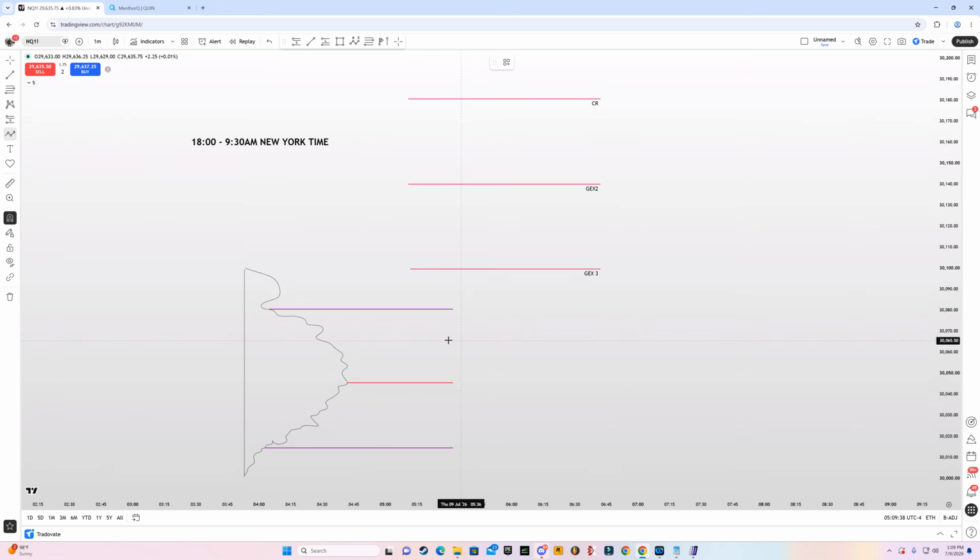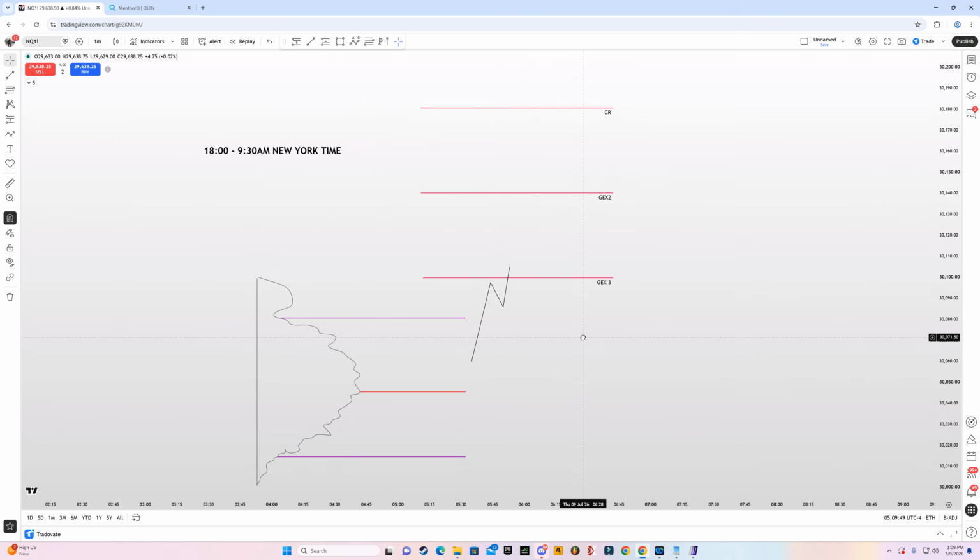So after 9:30, we are waiting for, first of all, price to break above the value area high. And then simply put, when we see a break above the GEX3 level, so when we are in a negative regime, we are not looking for reversals. We are only looking for breakouts. And if there's no breakout, we are not looking for a trade.